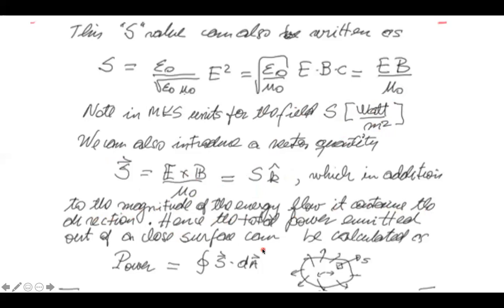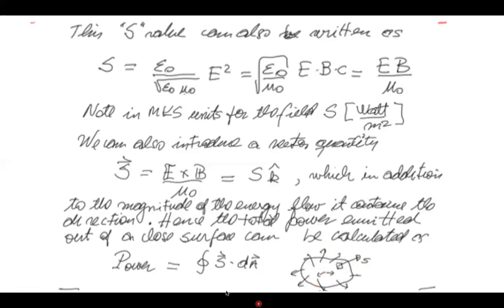So let's say we have an enclosed volume where you have an E field and B field going out like that, and this is the direction of the wave. So you have E and B perpendicular. Let's say you have a source of electromagnetic waves inside, and you want to find out what is the power that is being delivered by that.